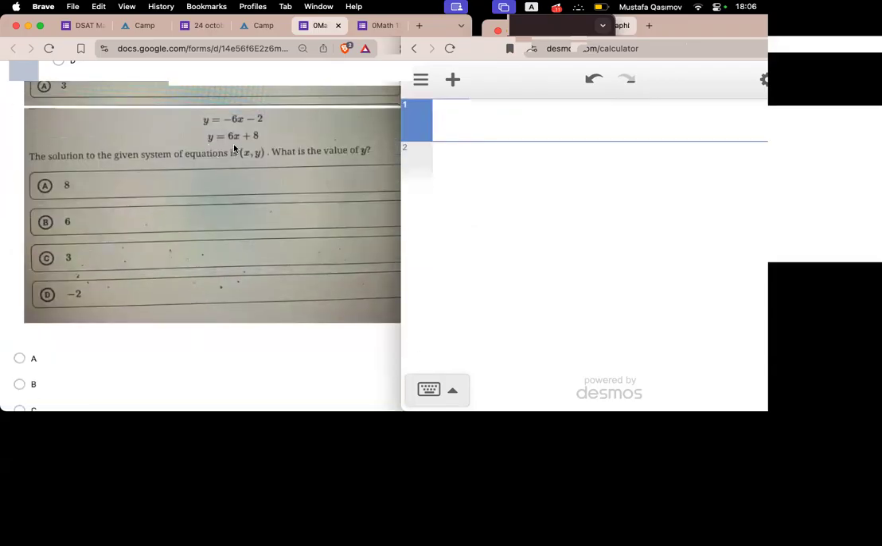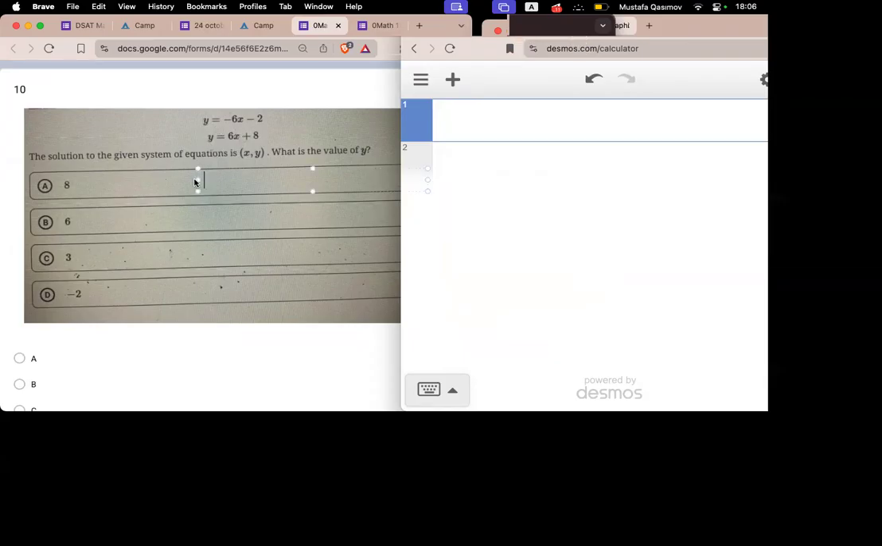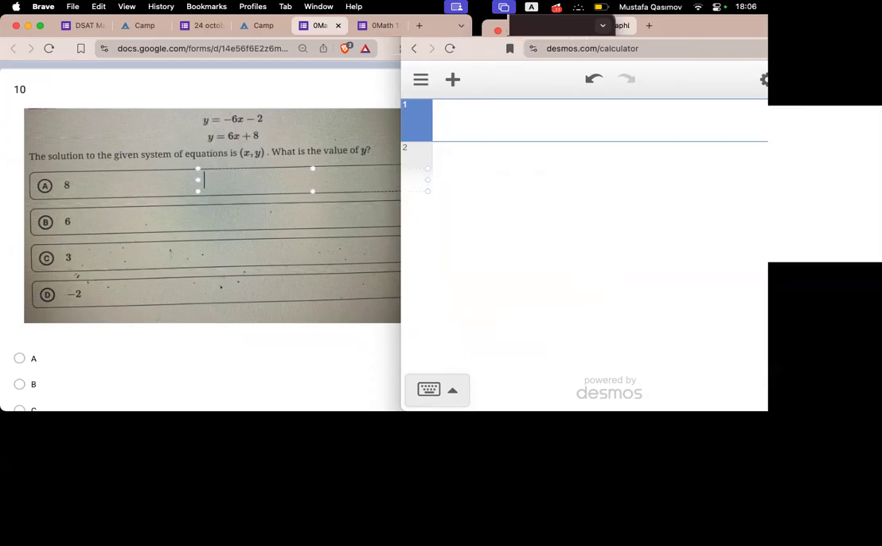Okay, 10. For 10 is simple system recursion. Yes, you can write to decimals or you can add them. When you add them, you will get 2y here, right? 2y is equal to 6 and y is equal to 3. Answer is 3. C.